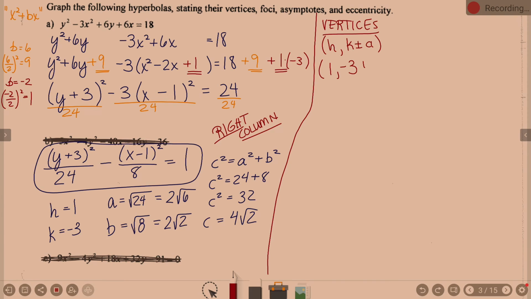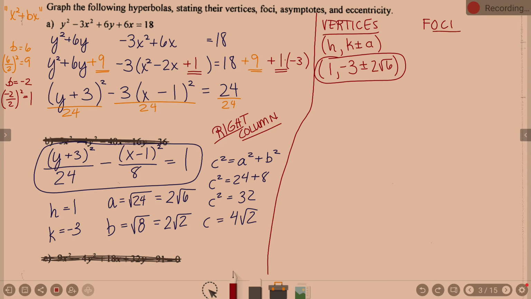Okay. H comma K plus or minus A, which is going to be, why do they all have to be square roots? If I got it right, 1 comma negative 3 plus or minus 2 square root of 6? Precisely. Can we just leave it since there's a square root of 6? Yes. Keep in mind, if you left it square root of 24, that would be equivalent too. Okay, that was vertices.